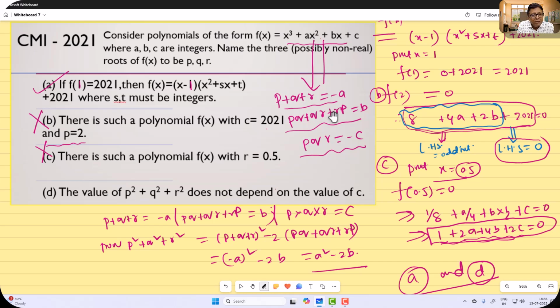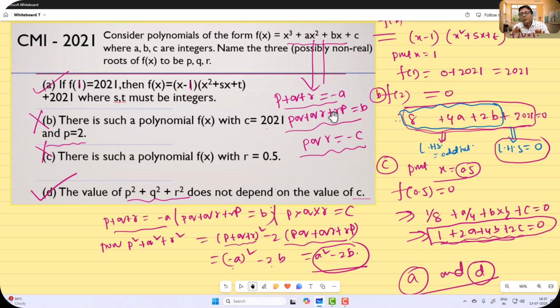So now check whether this is valid or not. It does not depend on the value of c, it is stated. So p square plus q square plus r square you calculate. It is becoming (p plus q plus r) whole square minus 2 into this thing. Put the value of p plus q plus r, minus a whole square minus 2b. a square minus 2b, no c is found over there. So this option is correct.